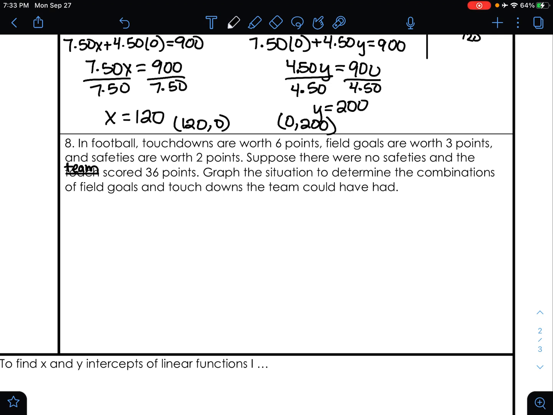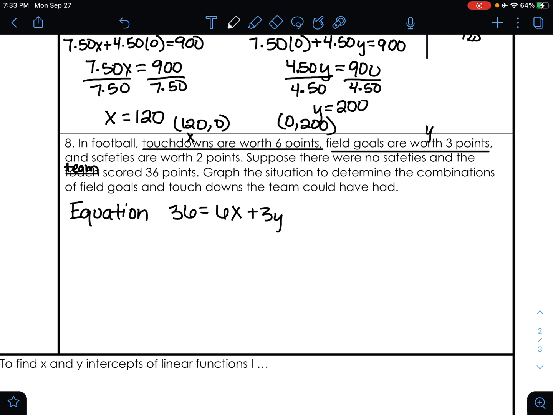Well, let's come up with an equation, because equations always help. So we know that there was a total of 36 points scored. Let's say that touchdowns are x, so we have 6x. And field goals are 3 points, so let's use that as y. Okay, there were no safeties, so we don't have to worry about that extra information. That's just stuff they like to throw at us to confuse us, which often works. So I have my equation here.